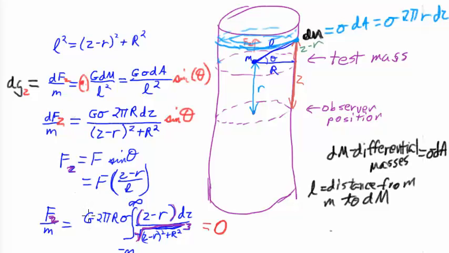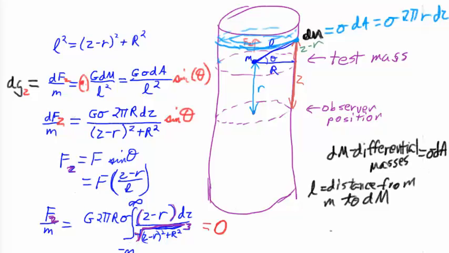The universal gravitational constant is a constant, and the radius in this situation is the radius of this cylinder. It's a constant throughout this context. Sigma is the density of that cylinder, which will be a constant. And we will apply an integral, which goes z minus r dz over square root of z minus r squared plus r squared. And that integral comes out to be 0.